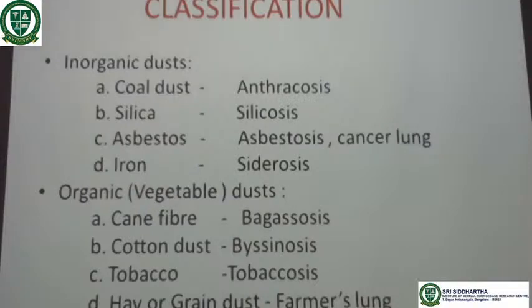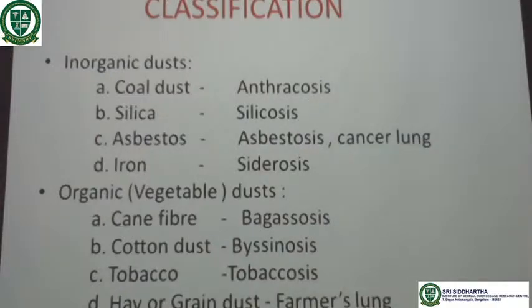Coming back to organic dust, we mentioned it as a vegetable. Cane fiber, cotton dust, tobacco, hay or grain dust play an important role. Cane fiber leads to bagassosis, cotton dust leads to byssinosis, tobacco causes tobaccosis, and hay or grain dust leads to harvester's lung. So, on the right side of the column: anthracosis, silicosis, asbestosis, siderosis, bagassosis, byssinosis, tobaccosis, farmer's lung. These are all the important diseases you have to remember under occupational diseases.